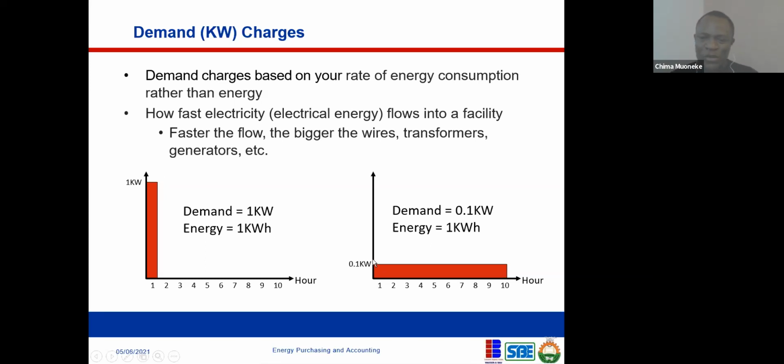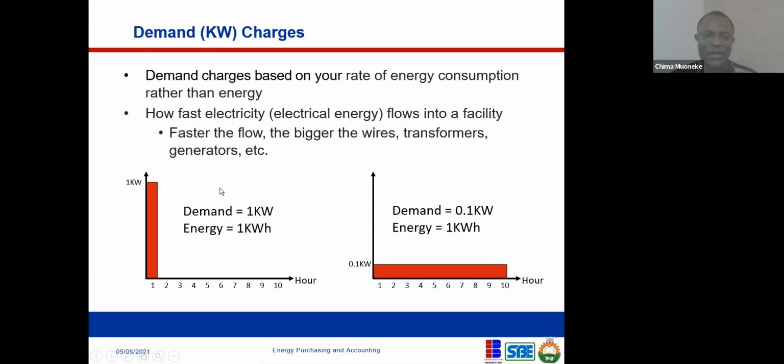Now the thing is this, you can power this load for 10 hours with, say, my neighbor's generator, right? But you cannot do the same with the other one. Now look at it, they're both 1 unit of energy, but this one was consumed in 1 hour, whereas this one was consumed in 10 hours. The utilities want this. They want you to maintain a lower demand and spread your consumption. Okay, so that is what demand charge is.